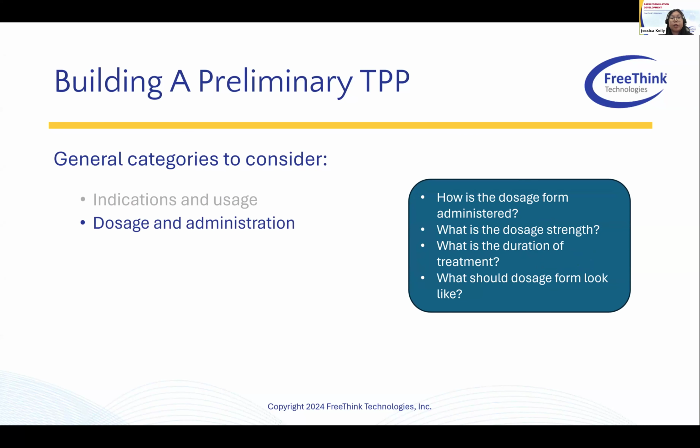In the next section, dosage and administration, we may ask questions like, how is the dosage form administered? So is it administered orally, through IV, and where is it administered? Is it at home or in the hospital? What is the dosage strength, but also how many strengths are needed? Another question, what is the duration of the treatment? So is it for chronic or acute treatment? And what should the dosage form look like? So are there any size requirements or formulation component requirements that should be considered?